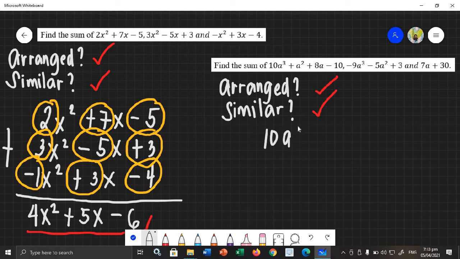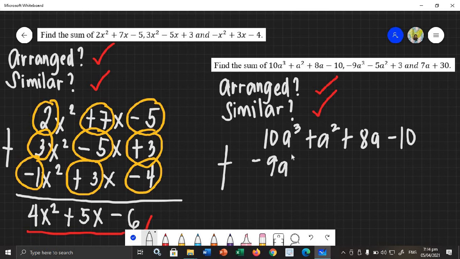So first we have 10a raised to the third plus a raised to the second plus 8a minus 10. And then we need to add this to negative 9a raised to the third minus 5a raised to the second. And then kung napapansin nyo, constant na agad yung kasunod niya. So si positive 3 itapat natin sa constant nung unang addend, which is negative 10. So plus 3.